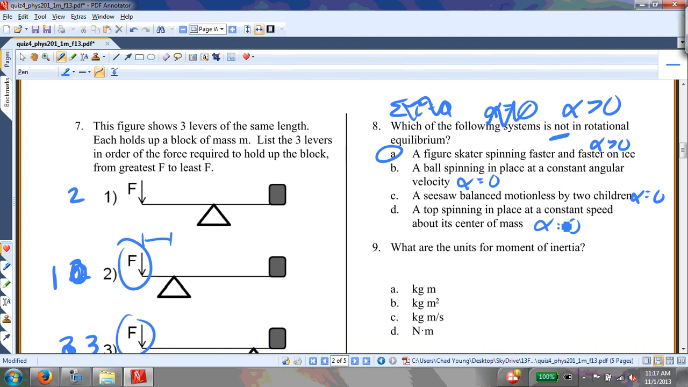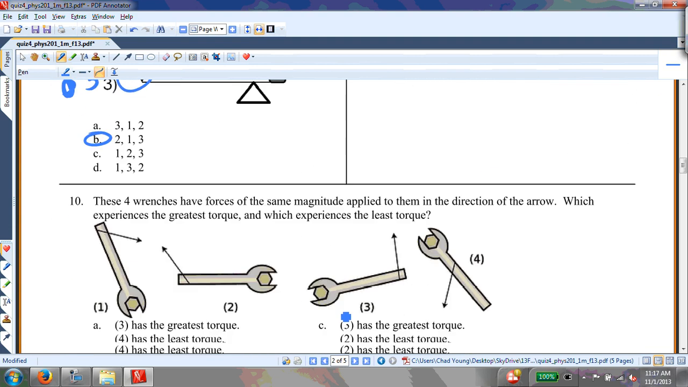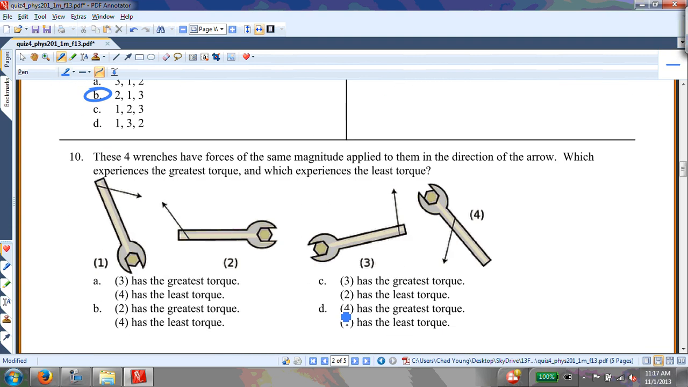What are the units for moment of inertia? Well, the equation is mr squared, so that's kilogram meter squared, B. And then finally, which of these experiences the greatest torque, and which of these has the least torque? Well, the greatest torque is going to be the one that's most perpendicular, or that's closest to perpendicular and at the largest moment arm. That is going to be number 3. That one has the greatest torque. So that gets rid of B and D.